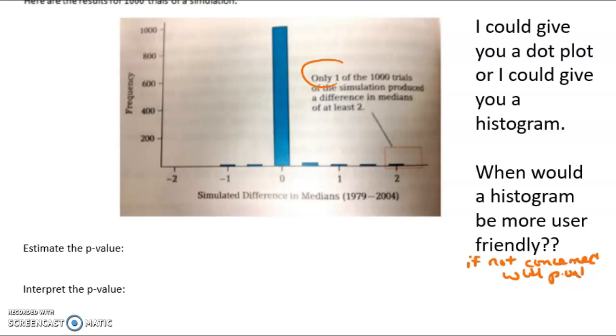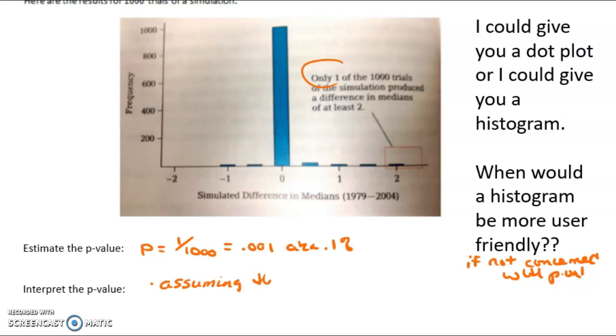Okay, estimate the p-value. The good thing is they throw this in here: only 1 in 1,000 trials produce a difference in medians of at least 2. So when you're estimating, you're going to say, hey, it only happened 1 in 1,000 times, which means we're going to have a very low p-value, 0.001, basically 0.1%. So not even 1%. So interpreting, all right, here we go. We like to harp on this a lot. I like to see 4 things right here, starting with the word assuming. I'm just going to go by bullets here.